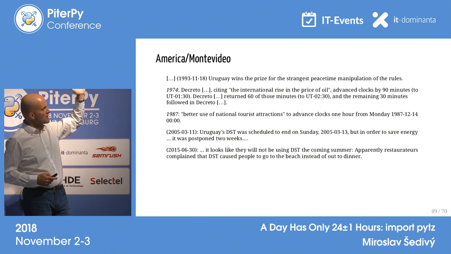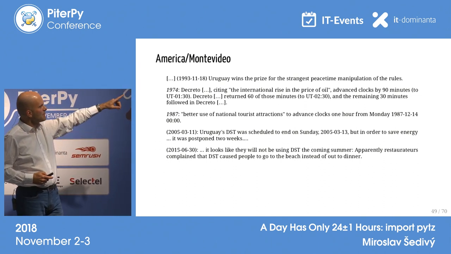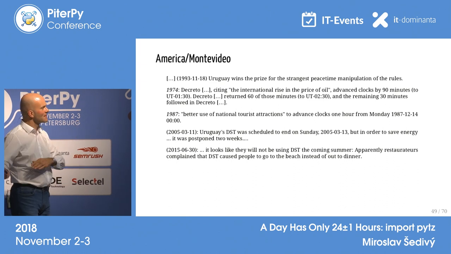Montevideo in Uruguay. Uruguay wins the prize for the strangest peacetime manipulation of the rules. International rise of the price of oil. Okay. Better use of national tourist attractions. So they just advanced it again.